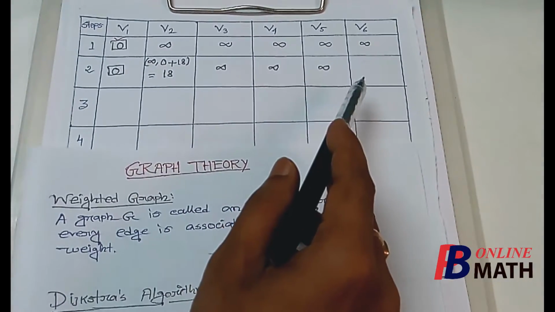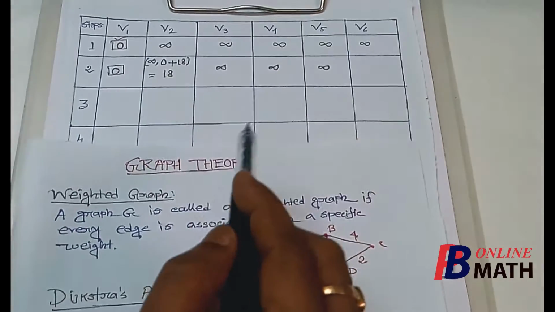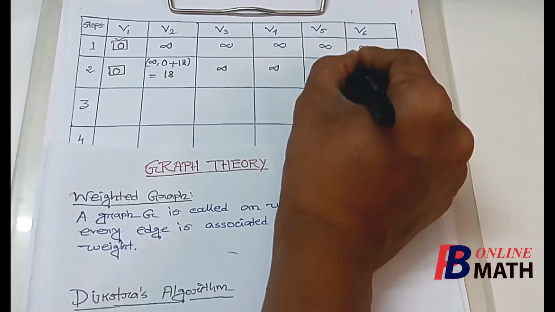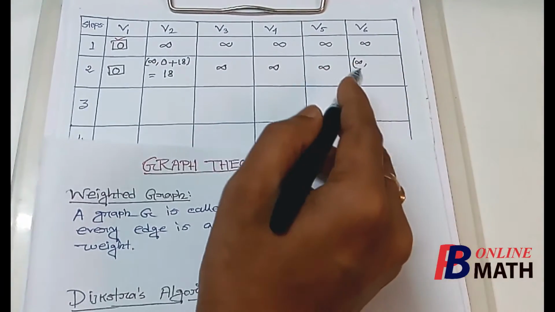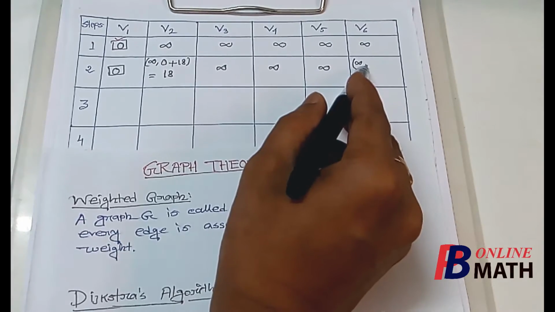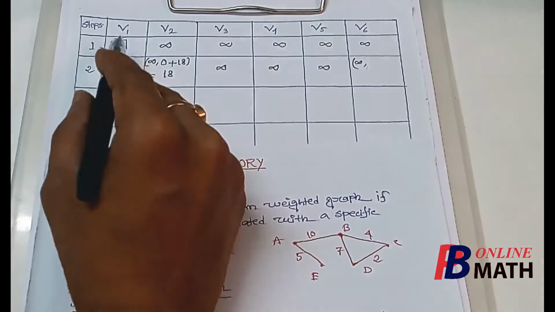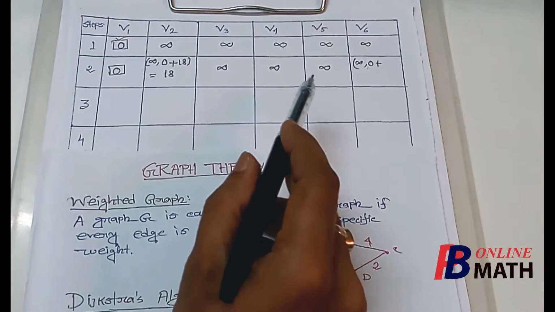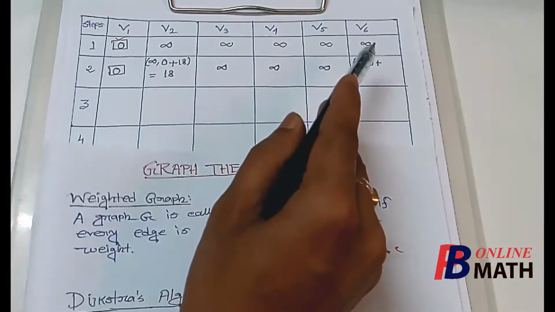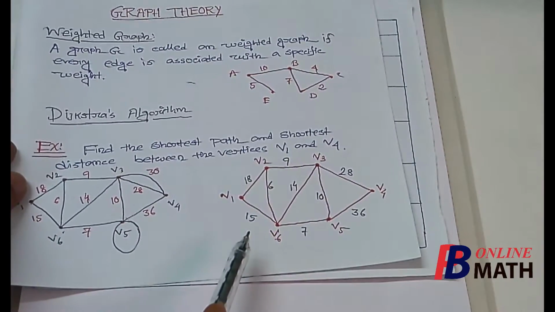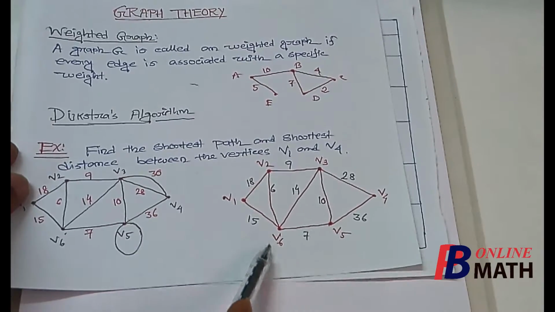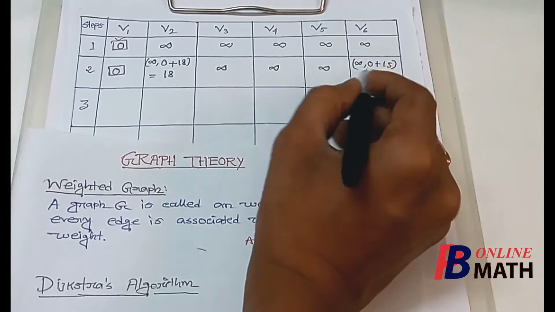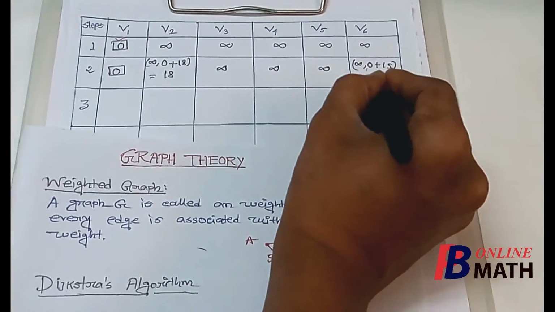Next we find the temporary level of this vertex v6. The rule is the same. We have to find the minimum of the previous temporary level, that is infinity, and the permanent level of the previous step, that is 0, plus the distance between v1 and v6. From the graph we find that the distance between v1 and v6 is 15, so we put 15 here. Out of these, 15 is the minimum, so here we write 15.